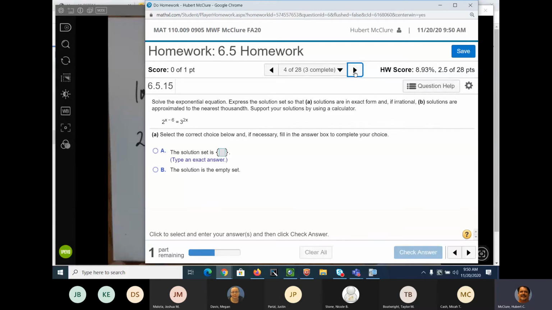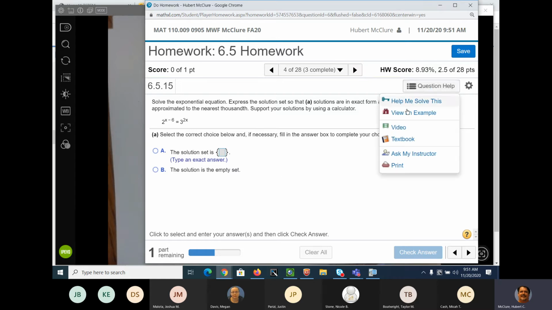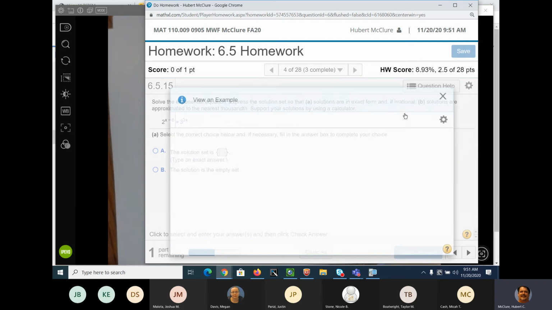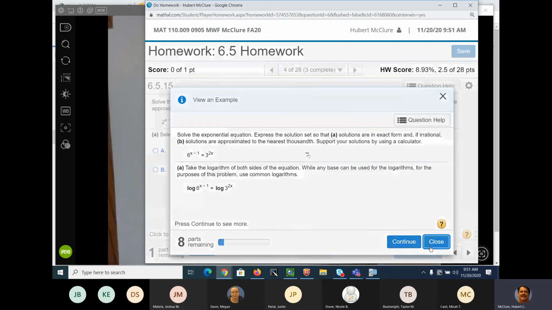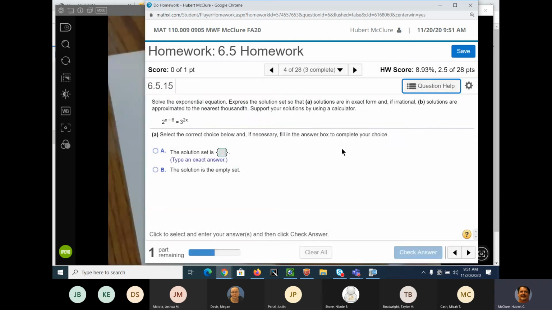This one may be it. Yeah. This one may be it. Let's see if we can do this one. I think this one is taking the log of both sides. Let's see if they do that. Yep. So here I found the last one. This is the one where you take the log of both sides.